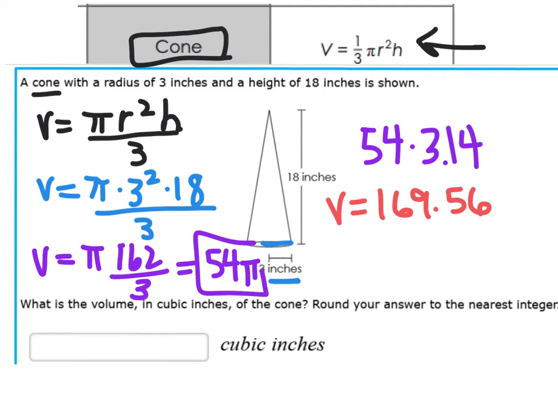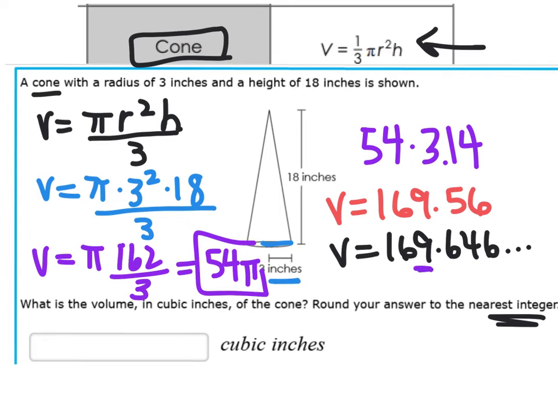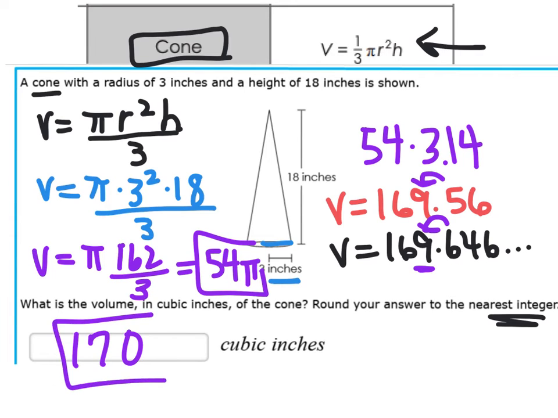Which is 169.56. I want to check if I use the pi button to see what happens. If I use the pi button, I get that irrational number, 169.646. Well, this one said to round to the nearest integer, so that means we round to just the whole number. So either way, that number behind the decimal is greater than 5. So I would round this to 170 for my final answer. Okay, so you input, you calculate, and you just ask how they want the final answer, how you should round.